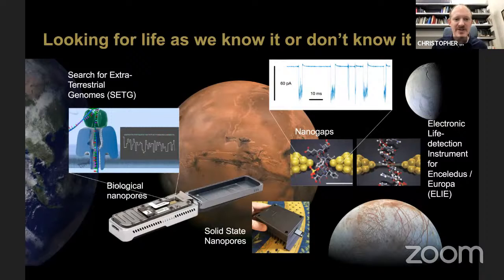So I'm going to talk about these three technologies: SETG, the search for extraterrestrial genomes, where we're using biological nanopore sequencing and trying to embed that in an instrument; the second is solid state nanopores; and the third is nanogaps. I'll explain each of these in turn, where we're developing an early stage instrument called the Electronic Life Detection Instrument for Enceladus and Europa, or ELI.